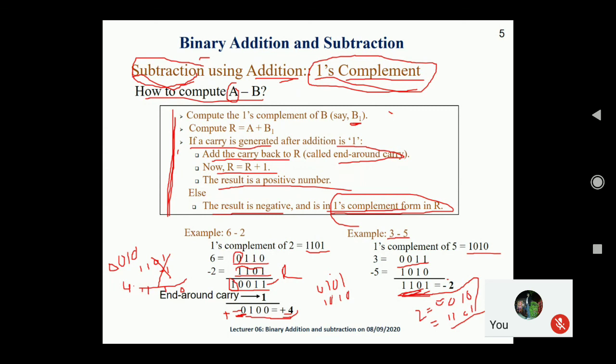So actually, if we are doing 6 minus 2, we can directly do it in decimal. We get 4, and then we convert 4 into binary, and we get the same answer. Why can't we do that?